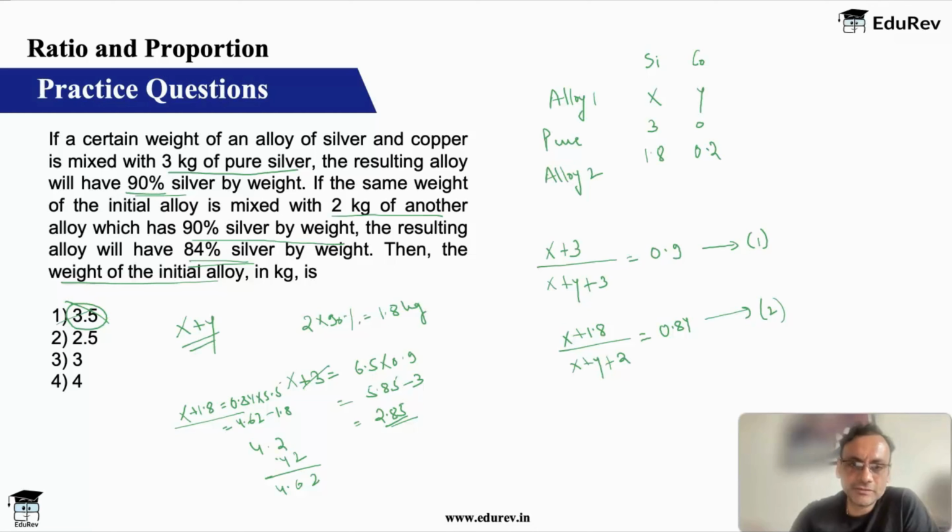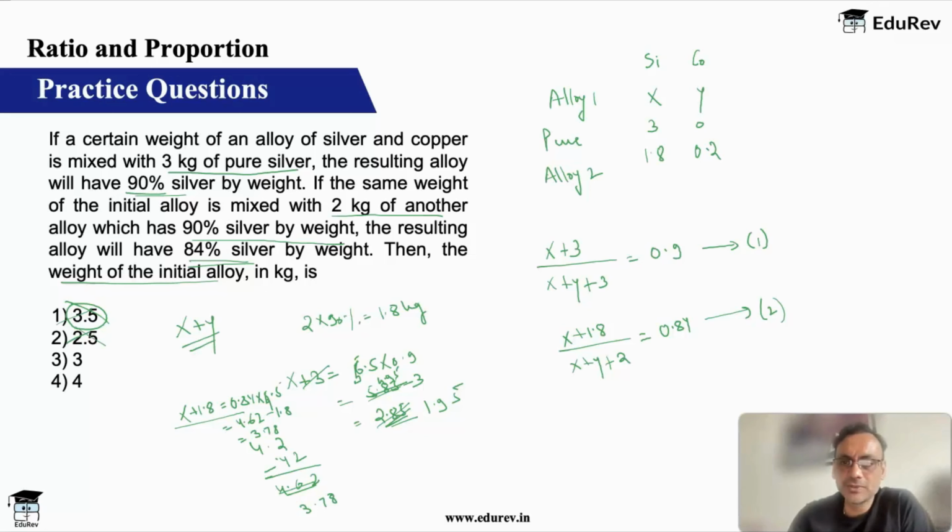Let's look at the second option, 2.5. If I look at 2.5, then x plus 3 is equal to 2.5 plus 3, 5.5. 5.5 into 0.9 will give you 4.95, minus 3, you will get 1.95. Okay, let's check in the second one. X plus 1.8 is equal to 0.84 into, it was x plus y plus 2, so 4.5. 0.84 into 4.5 will be 0.84 into 5 minus 0.84 into 0.5, so I'll have to subtract this. So this will become 3.78. Okay, so this is 3.78 minus 1.8. Again, you will not get 1.95. The answer will be ending with 2. So this is also not possible.